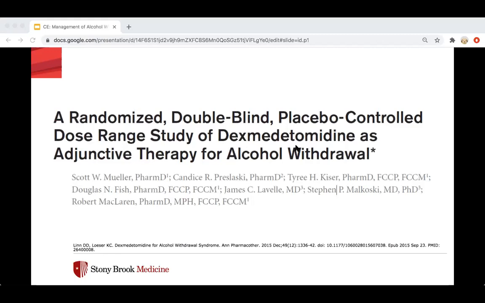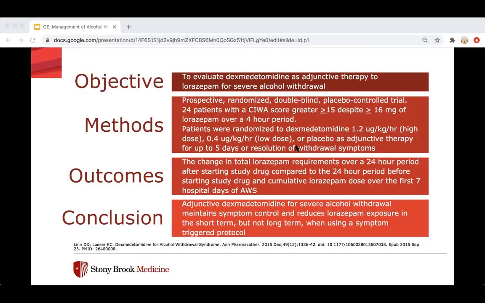This next study I have was a randomized double-blind placebo-controlled dose range study of dexmedetomidine as adjunctive therapy for alcohol withdrawal. The objective was to evaluate dexmedetomidine as adjunctive therapy to lorazepam for severe alcohol withdrawal. It was a prospective randomized double-blind placebo-controlled trial of 24 patients with a CIWA score of greater than 15, despite greater than 16 milligrams of lorazepam over a 4-hour period.